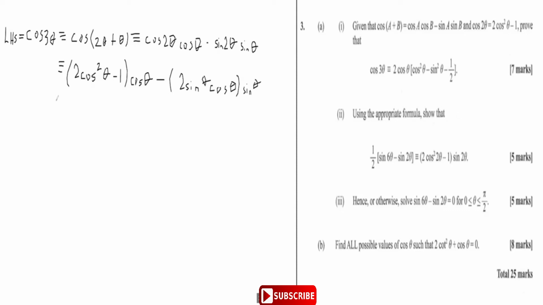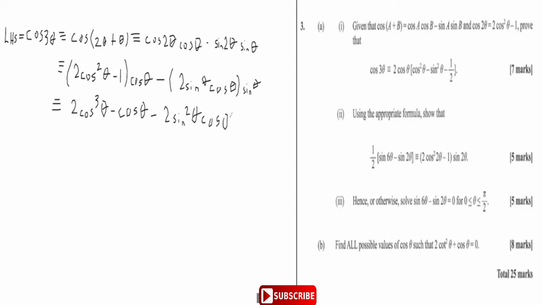Okay, now one thing is that we need to realize that 2 cos square theta minus 1 times cos theta is going to give us 2 cos cube theta, and then cos times minus 1 is minus cos theta. Okay, we're almost there. And then right here now, sine theta times this is going to give me sine times sine is sine squared. So now I get minus 2 sine square theta cos theta. Okay. Now this is what I get.